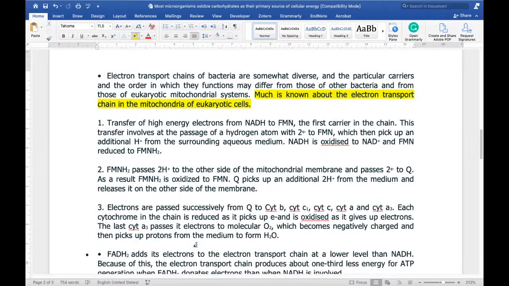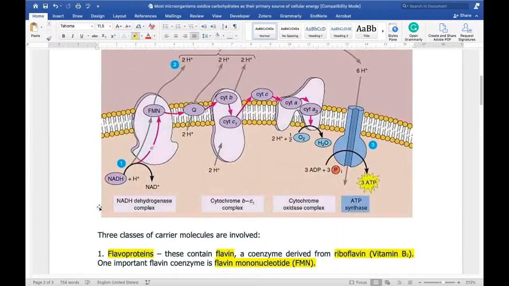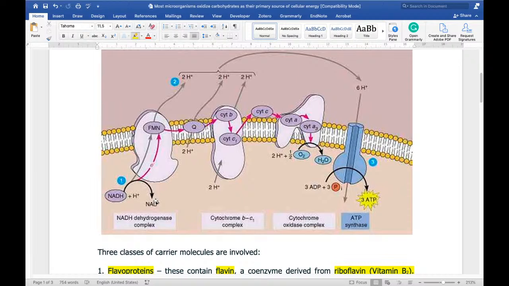So in the first step, transfer of high energy from NADH to FMN takes place, and this involves the passage of hydrogen atoms with 2 electrons to FMN, which then picks up additional hydrogen ions from the surrounding aqueous medium. NADH is oxidized to NAD plus and FMN is reduced to FMNH2. So here NADH gives rise to NAD plus, and FMN is being produced here, producing two hydrogens, and this FMN is further reduced to FMNH2.